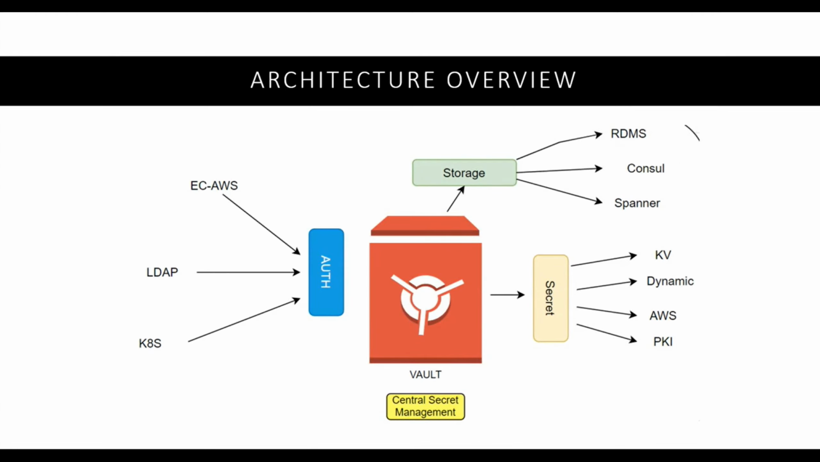Hey guys, so far we have seen how Vault is helping us in solving various challenges. Now if we put all the capabilities in one table, the overall architecture looks like this. So Vault has three main features. One is authentication, second is secret management, third is securing our data in the storage. Under authentication you can use, for example, AWS EC2. Let me give you one example of how it is helping through authentication.